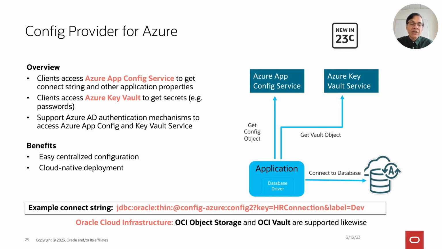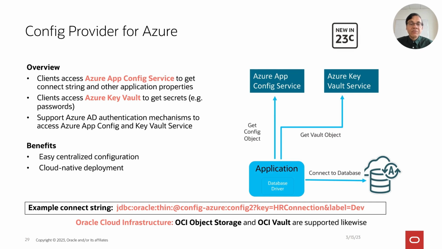As an example, you can have a JDBC connect string as mentioned here. You can say config-azure to indicate that you're using the config provider for Azure, and you're using the object called config2. Within the object, you have a connect string called HR connection. You can also use the label functionality in Azure App Config Service to store development or production versions of the connect string. So by using a connect string, you can use centralized configuration and secrets management on your application side. You don't have to make any code change.